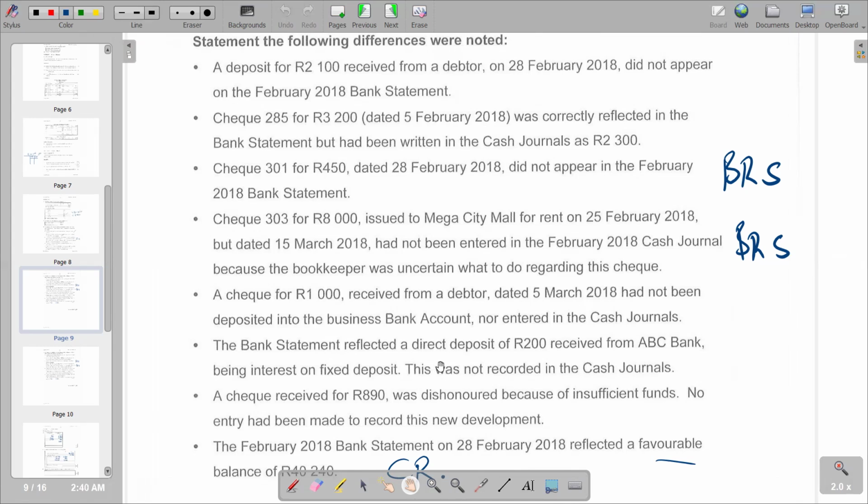The bank statement reflected a direct deposit of 200 rands received from ABC Bank, being interest on fixed deposits. This was not recorded in the cash journal. So obviously, direct deposit means it's supposed to be under cash receipts journal. So it's affecting cash receipts journal, 200.